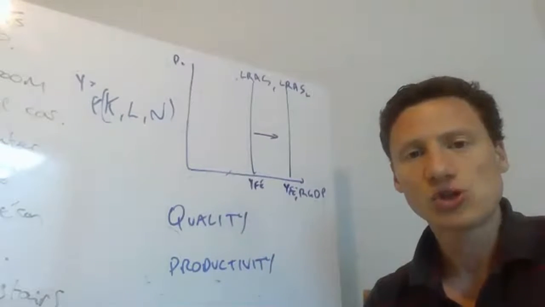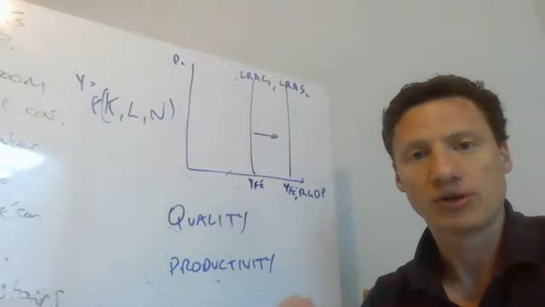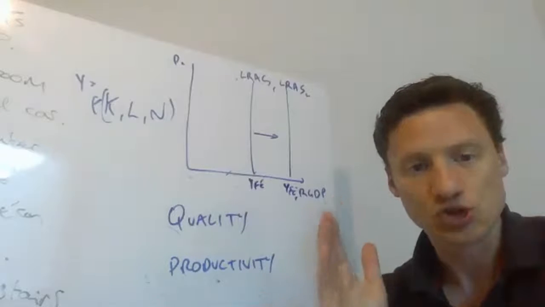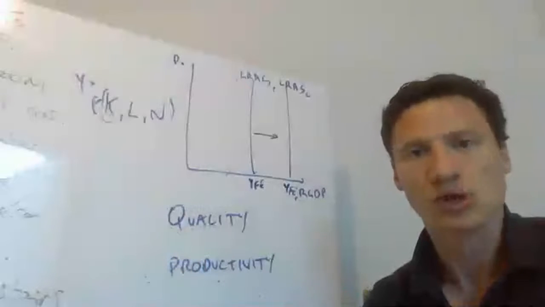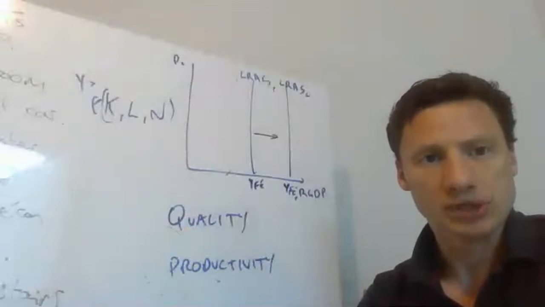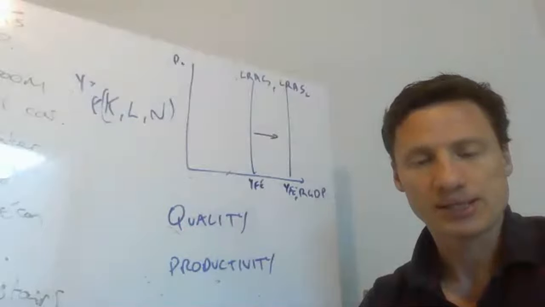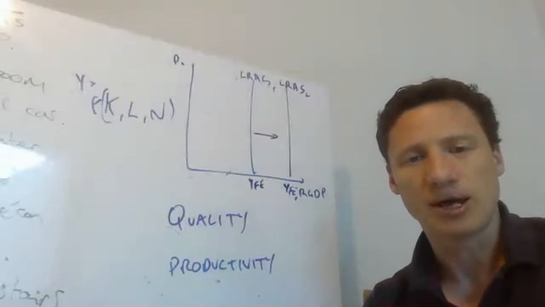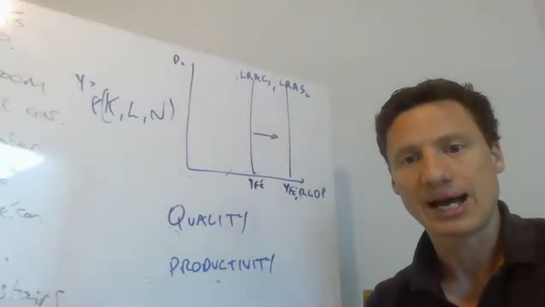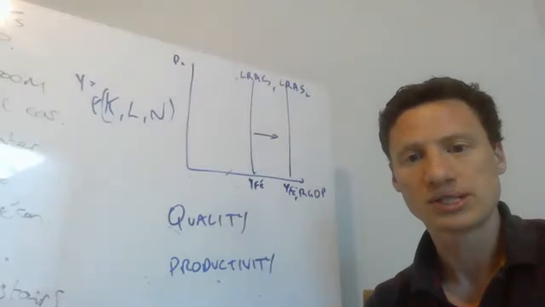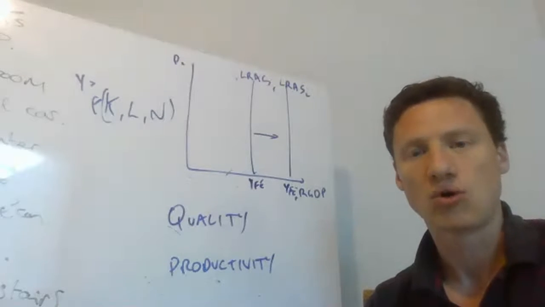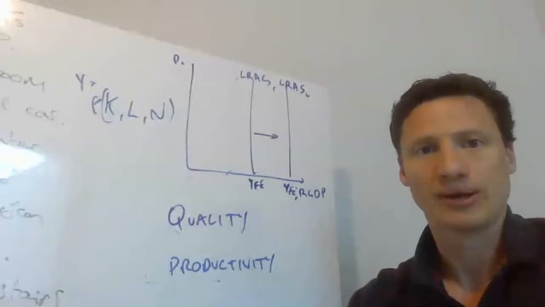So what sorts of things shift the long-run aggregate supply? It's not cost of production, but the quality and productivity of resources. Or, because you've done this in previous lessons, it's your supply side policies. It's those policies that are aimed at either increasing the quality or the productivity of resources in the economy.